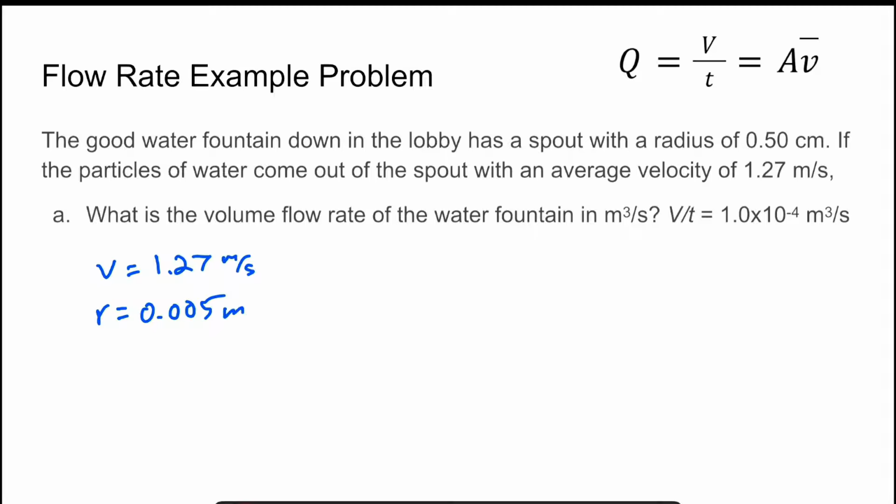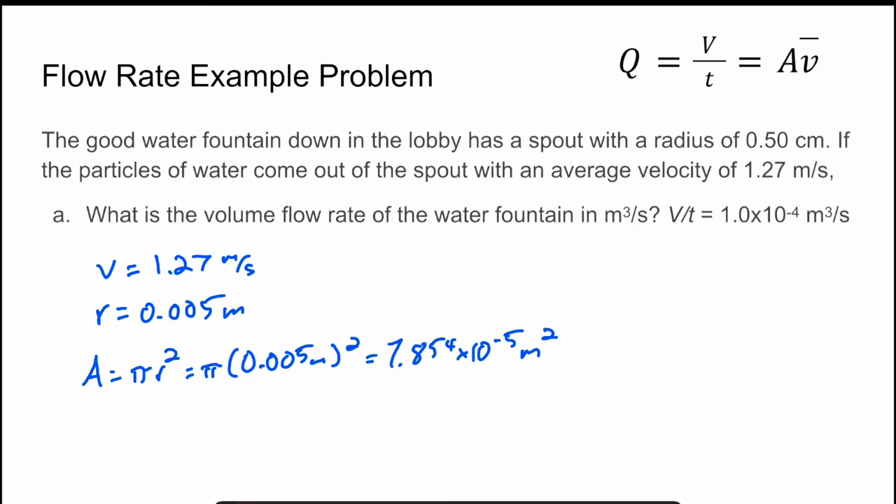0.005 meters. And we can find our area because our area is pi r squared. So our cross-sectional area for that water fountain will be pi r squared, which is pi times 0.005 meters squared, which equals 7.854 times 10 to the negative fifth meters squared.